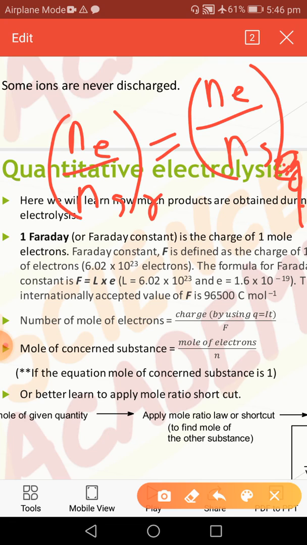So you can also use this formula to find the number of moles of substance. Then, if you are asked to find the mass of the substance collected at the anode or cathode, just multiply the number of moles by the RMM to find the mass, or multiply the number of moles by the molar gas volume to find the volume, or whatever it is.